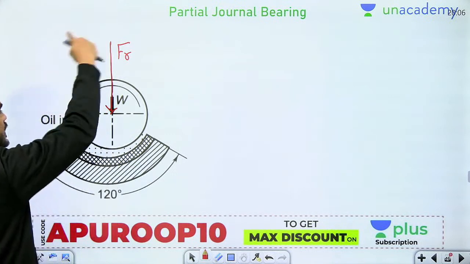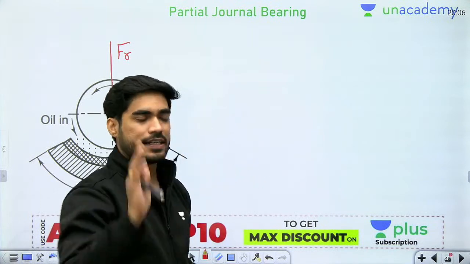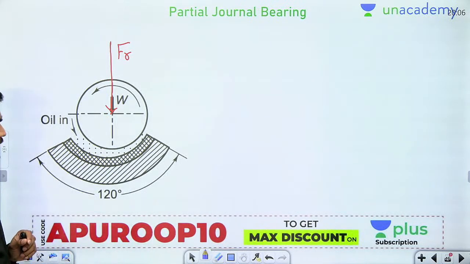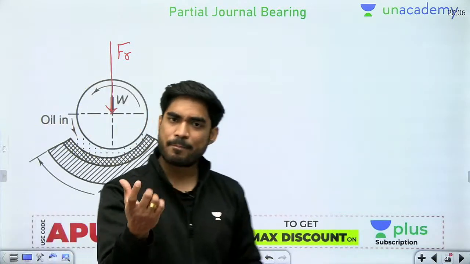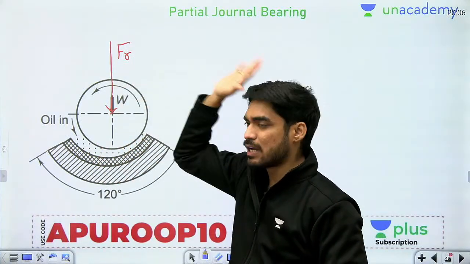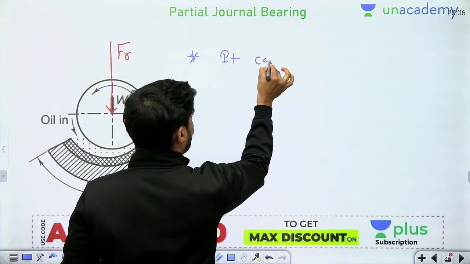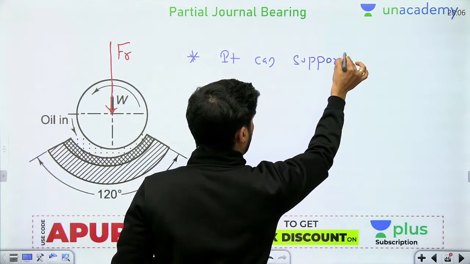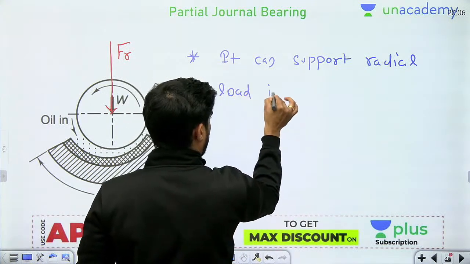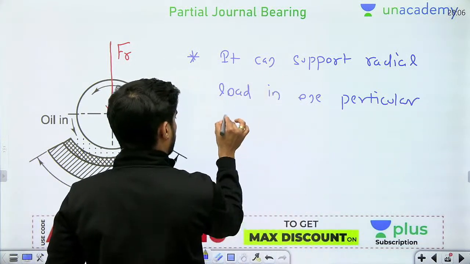then you don't need to cover the journal all around the bearing. Sorry, you don't need to cover the journal throughout 360-degree. So in that case, we use partial journal bearing. So in case of partial journal bearing, only some part of the journal is protected. Okay. So beta, this is supporting the radial load in a particular direction. Okay. So this can support radial load in one particular direction. अब बेटा इसके एग्जाम्पल क्या होंगे?